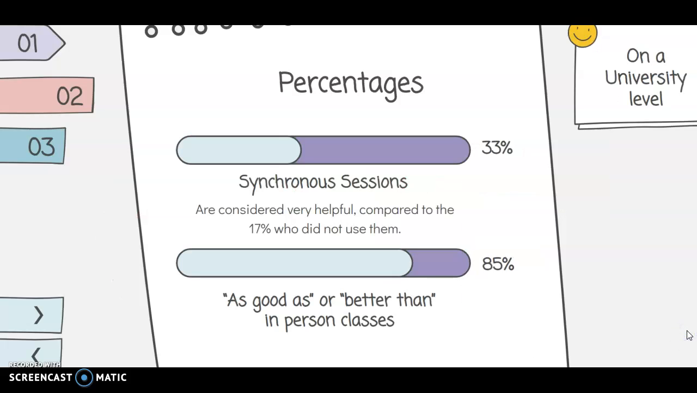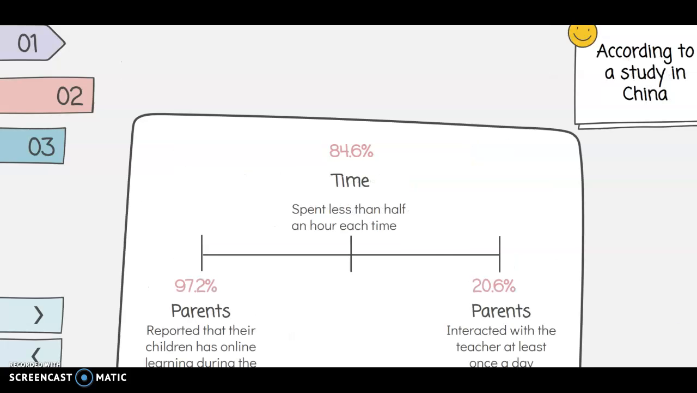And then this is also on a university level. 33% of students believe that synchronous sessions are very helpful, compared to the 17% who did not have synchronous sessions. And then 85% of students think that online classes are as good as or better than in-person classes.